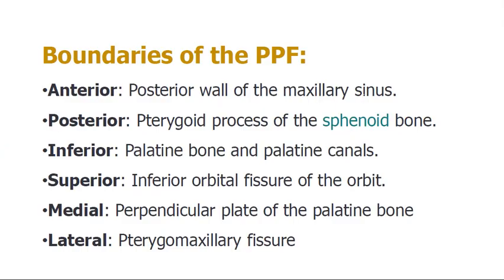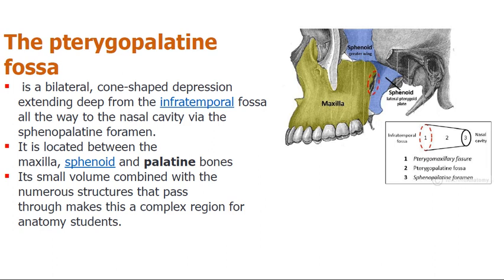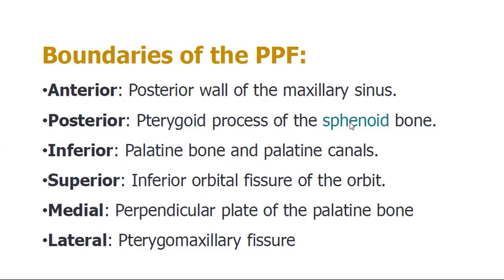The second boundary is the posterior boundary of the pterygopalatine fossa, and this is by the sphenoid bone, and more particularly by the pterygoid process here of the sphenoid bone, which is more posterior. And the inferior boundary is by the palatine bone and the palatine canal. The palatine bone is one of the bones forming the hard palate. And the superior boundary of the fossa is by the inferior orbital fissure with the orbit.